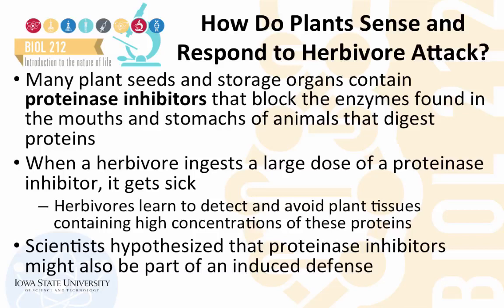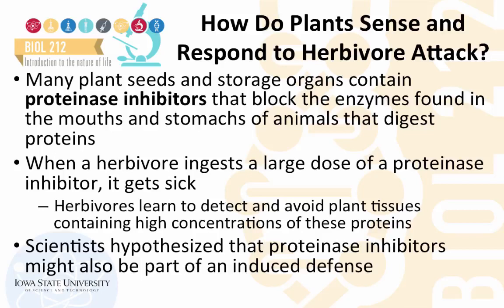How do plants sense and respond to herbivore attack? Many plant seeds and storage organs contain proteinase inhibitors that block the enzymes found in the mouths and stomach of animals that digest proteins. When an herbivore ingests a large dose of a proteinase inhibitor, it gets sick. Over time, herbivores learn to detect and avoid plant tissues containing high concentrations of these proteins.